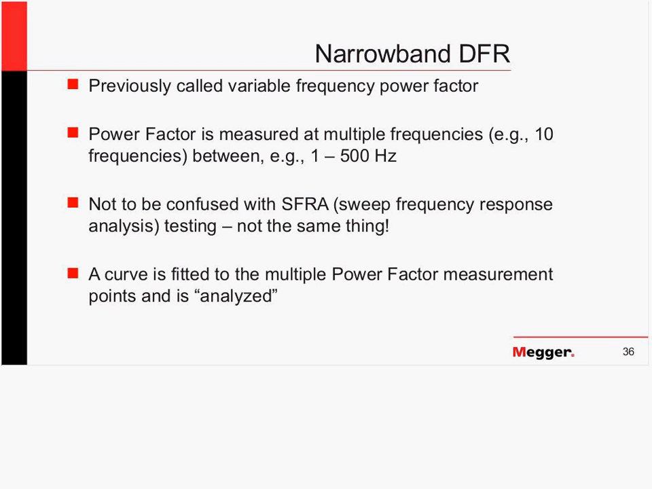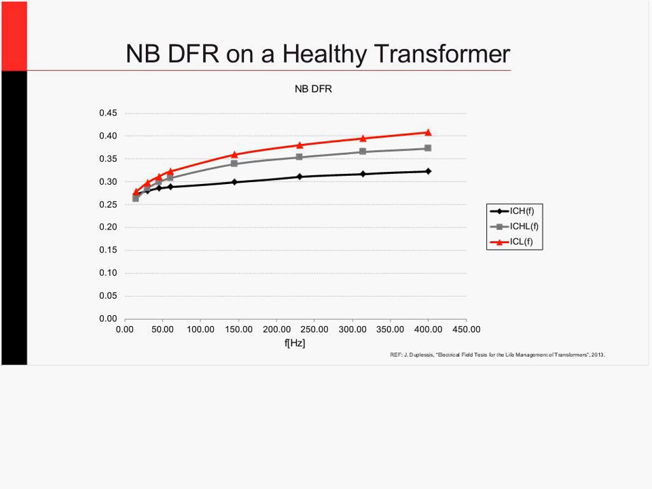So basically, we're repeating power factor at multiple frequencies, and then when we're done, a curve gets fitted to the multiple power factor measurement points, and the curve is what gets analyzed. So just to give you an example, this would be what healthy narrowband DFR test results would look like. On this linear scale here, you've got a plot for CH in black, CHL in gray, and CL in red. And so what are you looking for?